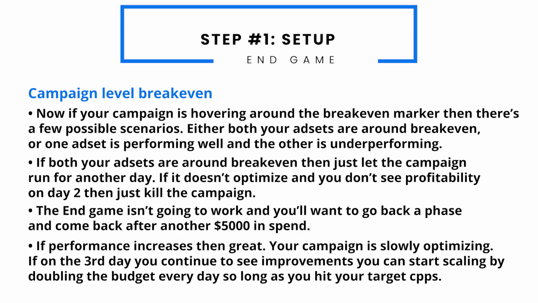Your campaign is slowly optimizing, and if on the third day you continue to see improvements, you can start to scale by doubling the budget every day so long as you hit your target cost per purchase.